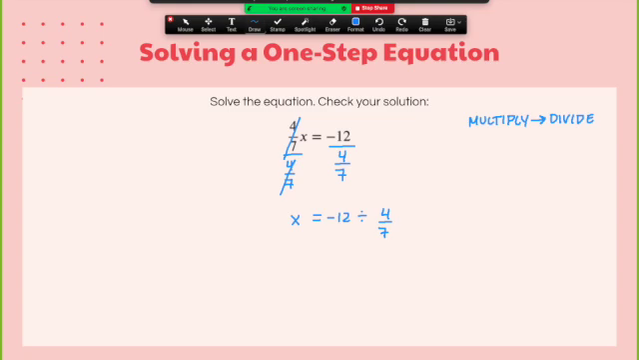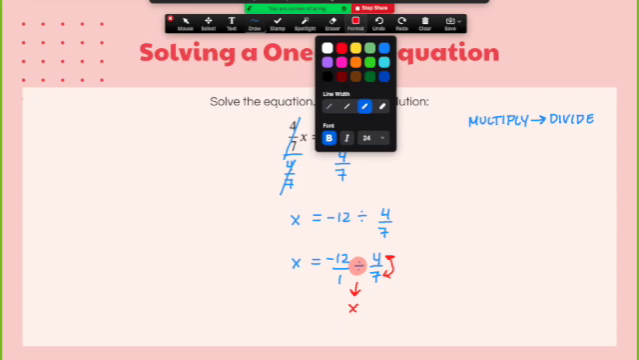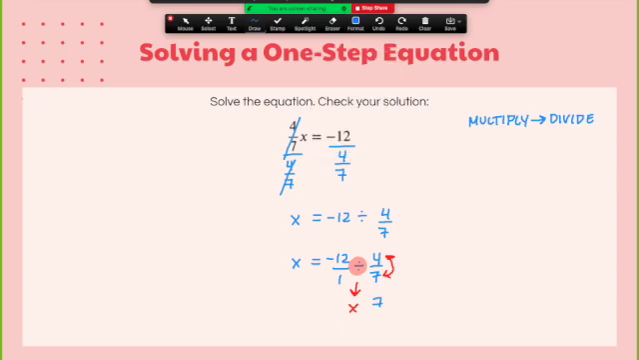I'm going to change the negative 12 into a fraction. Since it's a whole number, we get negative 12 over 1, dividing by 4 over 7. That equals x. Now, again, if we're dividing fractions, we change the division sign into a multiplication sign and also flip the 4 over 7. So I get here 7 over 4. And the negative 12 over 1 just stays the same. That equals x.